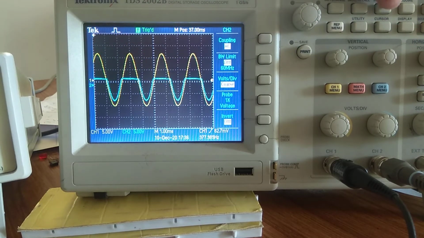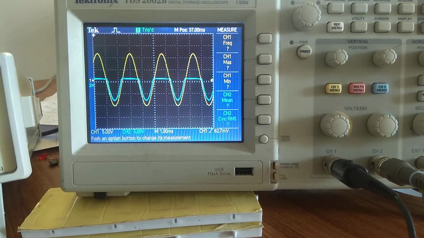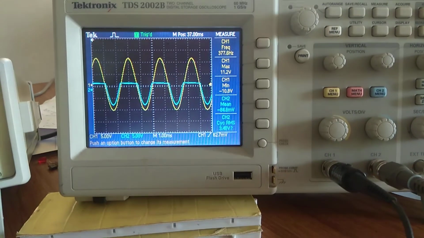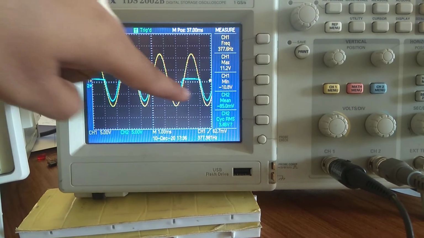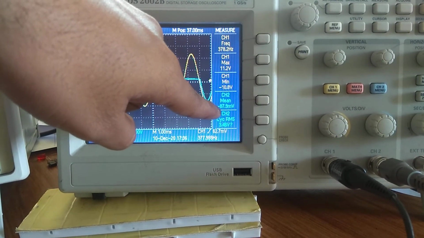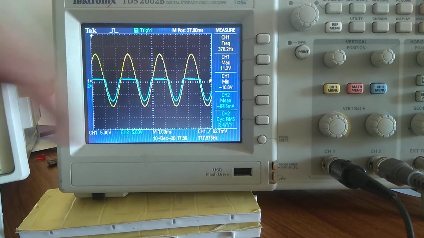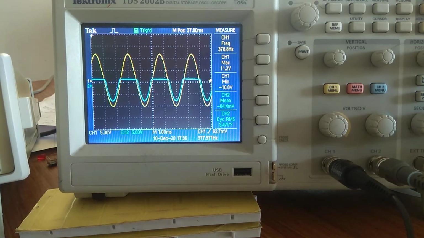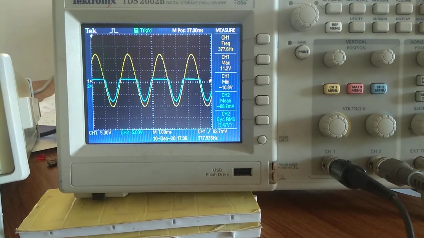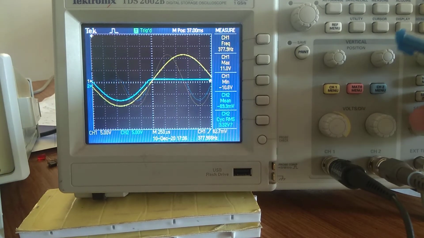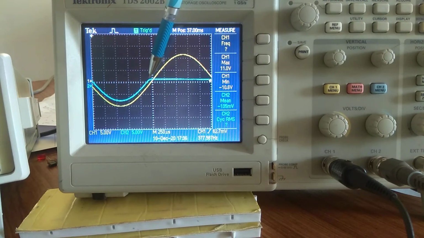Now again go to measure. This is the measure button. Now I have pressed that measure button, and if you see, the mean is around 0, minus 81.4 millivolt. And this cycle RMS is going to give you the AC component. It is 3.47. This is the AC component that has been given. Now if you want to see what we were talking about initially, this is taking some time to get minus.